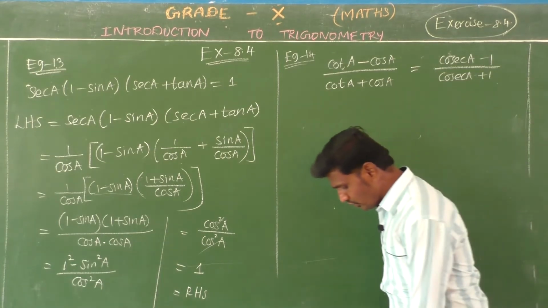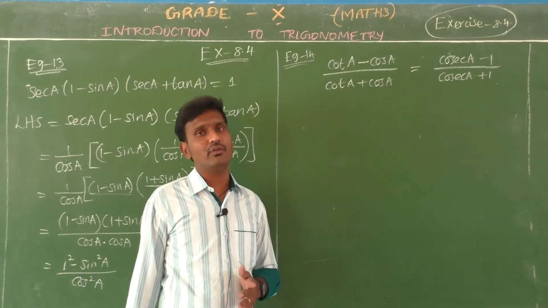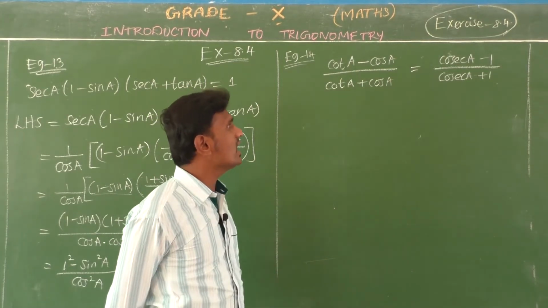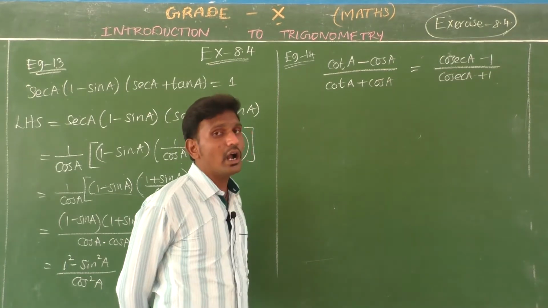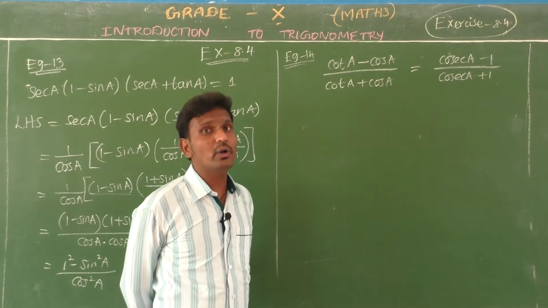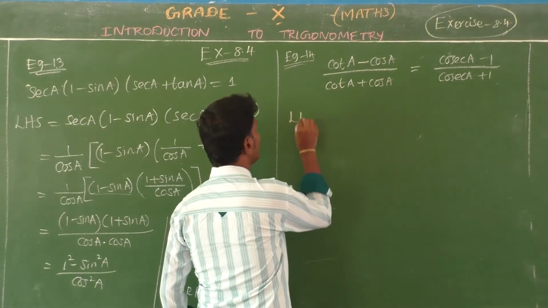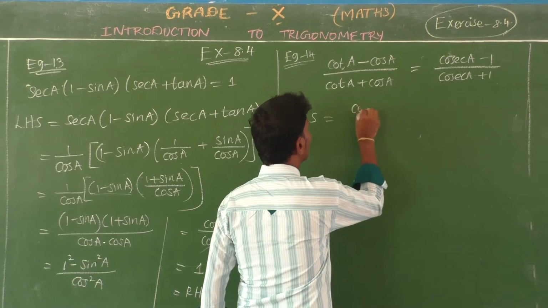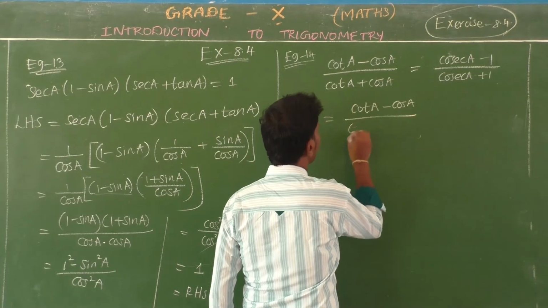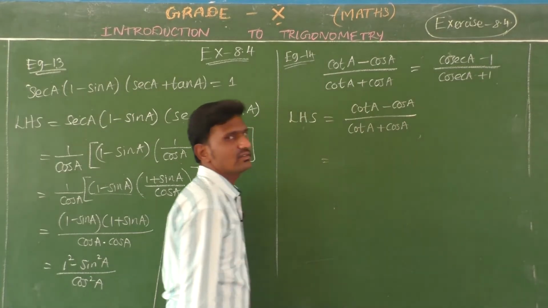And the next question I am going to give you is example 14. First I am reading the question, listen carefully all of you. The given question is cot A minus cos A the whole divided by cot A plus cos A, which is equal to cosecant A minus 1 whole divided by cosecant A plus 1. Now I am going to take the left side. In the left side you have cot A minus cos A whole divided by cot A plus cos A.